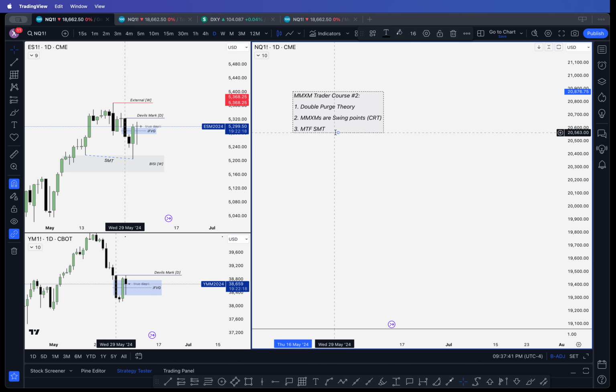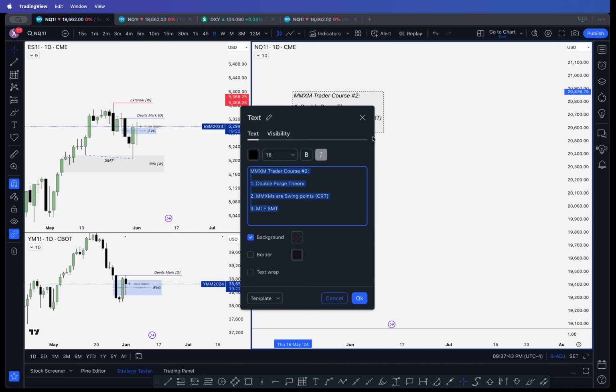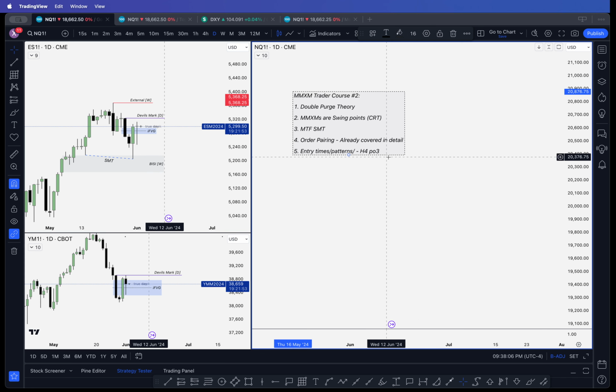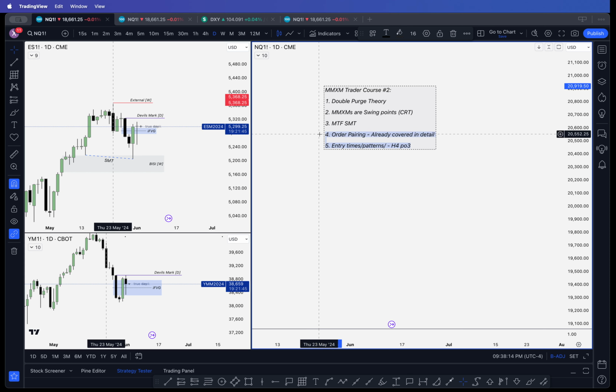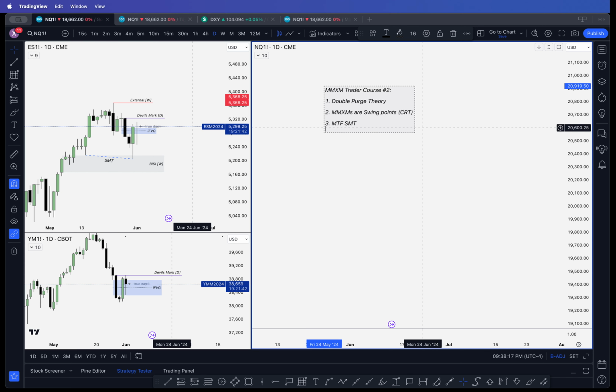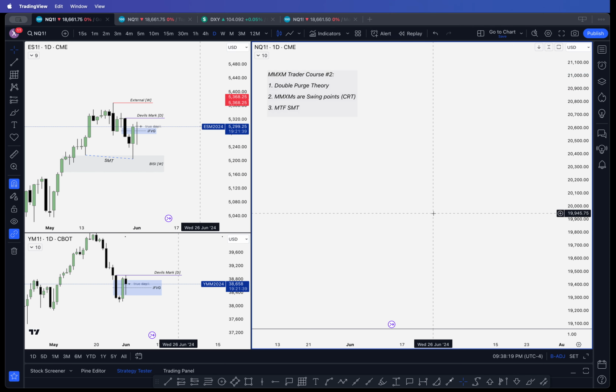Okay, so these are the three concepts which I think are important. In addition to stuff I've already taught you from that course, other things like order pairing, which we've already covered in detail. We also talk about entry times, patterns. He teaches something like essentially the H4 power of 3 as a model in this next course, but we've already gone through these things, so I don't want to overwhelm you with information. That's always less impactful than just learning what's most pressing. So let's start with the double purge theory.